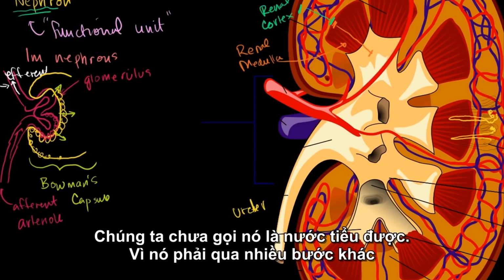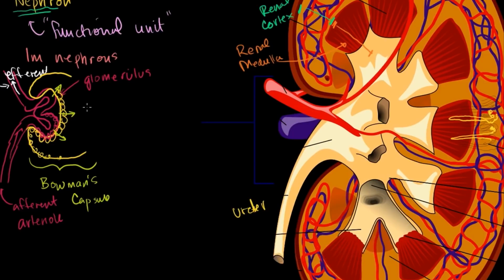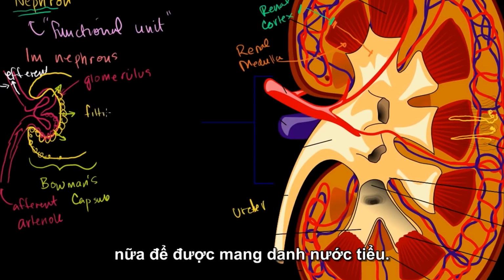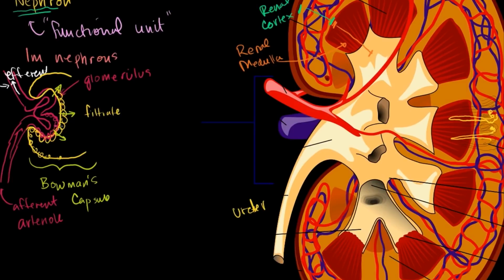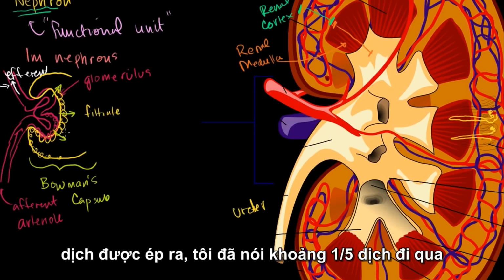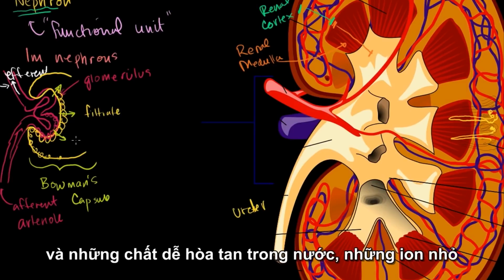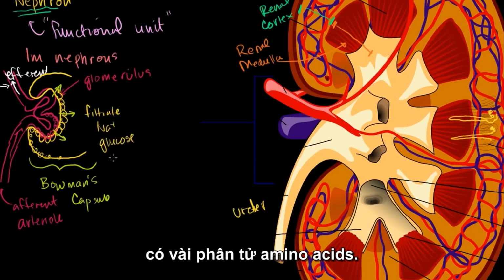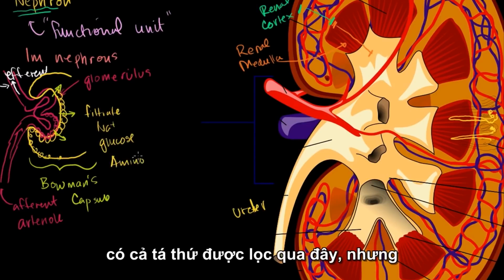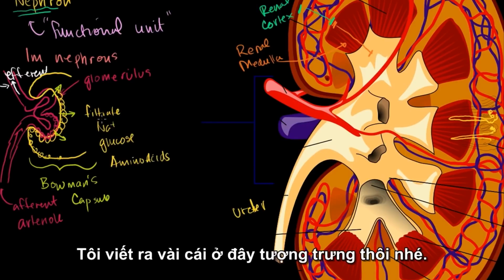We can't call it urine just yet because there are a lot of steps that have to occur for it to earn the name urine. So it's only filtrate right now. And essentially what gets squeezed out, I said it's about a fifth of the fluid. And things that are easily dissolved in fluid, so small ions, so sodium, maybe some small molecules like glucose, maybe some amino acids. There are tons of stuff in here, but this is just to give an idea.